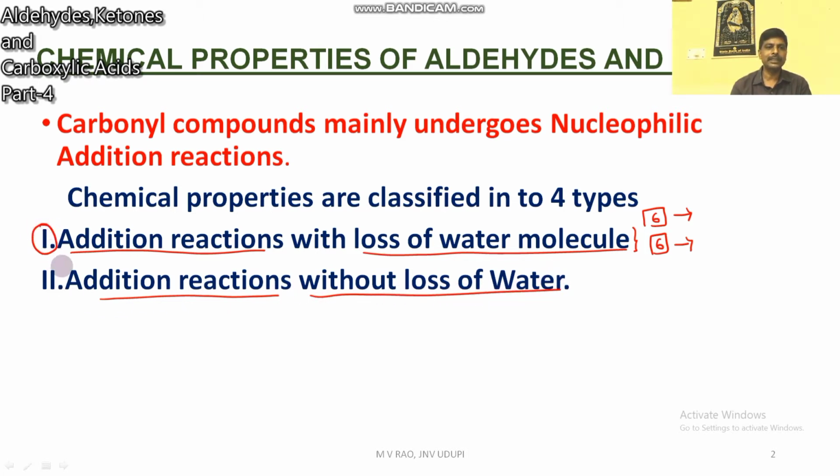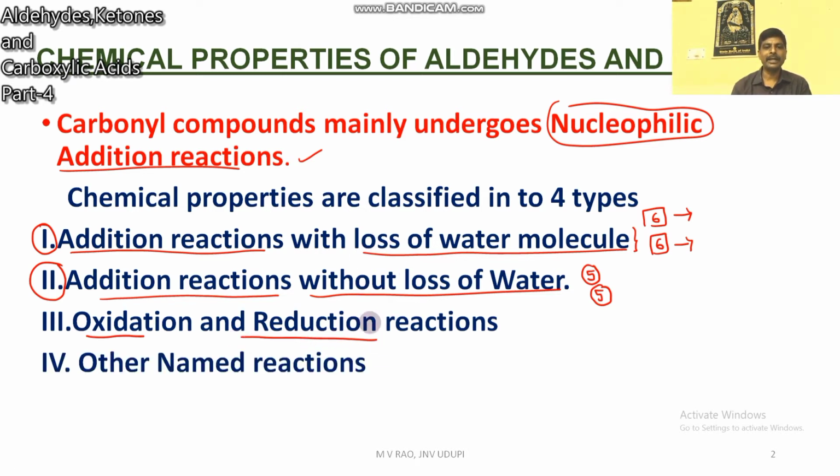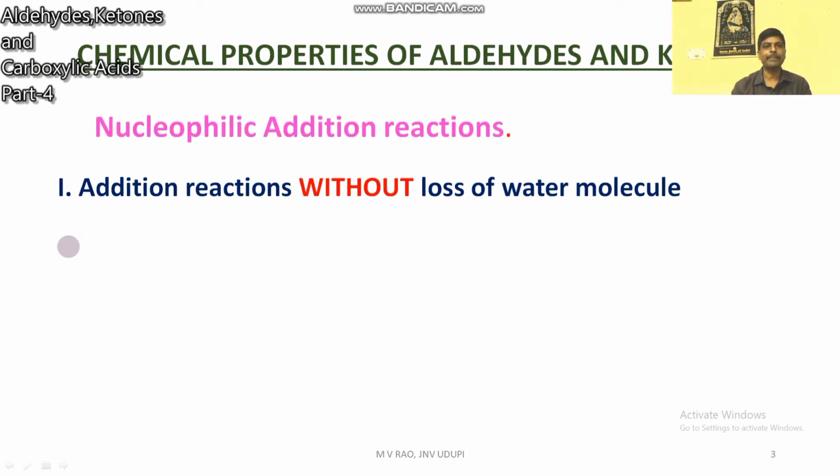These are also addition reactions. Which addition? Nucleophilic addition reactions. All these are nucleophilic addition reactions. Here also 5 properties are there for aldehydes and 5 properties for ketones. Next, one more variety of reactions: oxidation and reduction reactions and named reactions. So I divided the chemical properties into 4 types. The first category is over. Now we will see the second category.